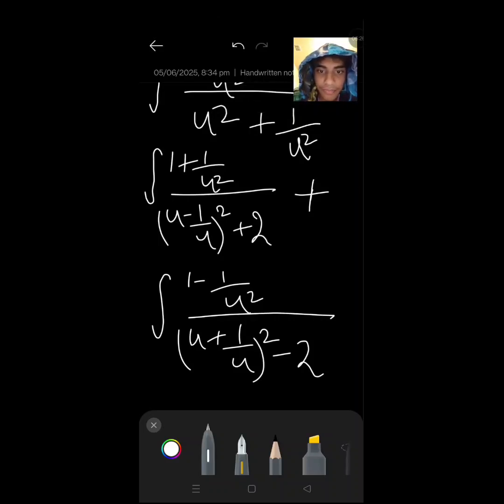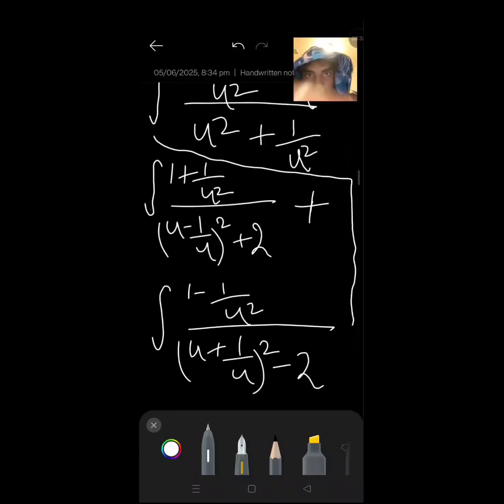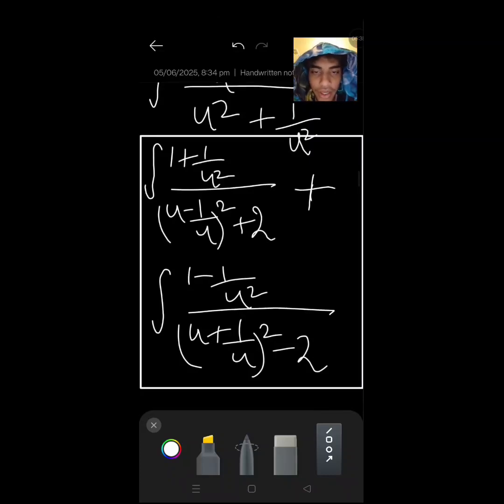All right, so that's pretty much it. So this is our new integral now. I'll box it so that I can show you exactly what it is. So the integral of 1 plus 1 over u squared divided by u minus 1 over u whole squared plus 2, plus the integral of 1 minus 1 over u squared divided by u plus 1 over u whole squared minus 2.